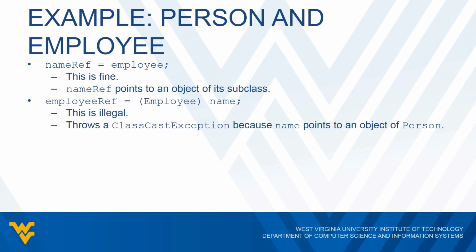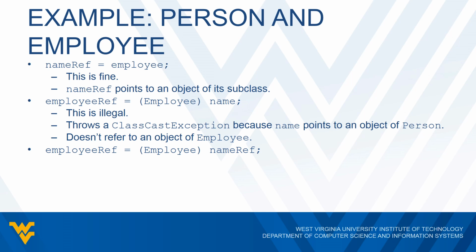And this is because name is pointing to an object of type person. We're not allowed to do this because here it does not refer to an object of type employee. The name does not refer to the employee class, because what we just said, we can't make a reference variable of a subclass type point to an object of the superclass. And here we're trying to make a reference variable of the employee class point to an object of the person class. We're not allowed to do this. So we can have a reference variable of the superclass point to an object of the subclass, but we can't have a reference variable of the subclass point to an object of the superclass. So this does not work.